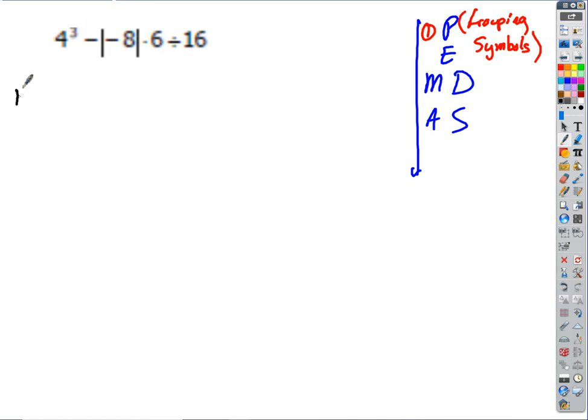For step number 1, this is the part that we're working with. It's just right here. Square root of -8. We got to simplify that. Everything else would just stay the same. What is the square root of -8? It's 8. Okay, good. Times 6 divided by 16. Okay? Good. There's step 1.